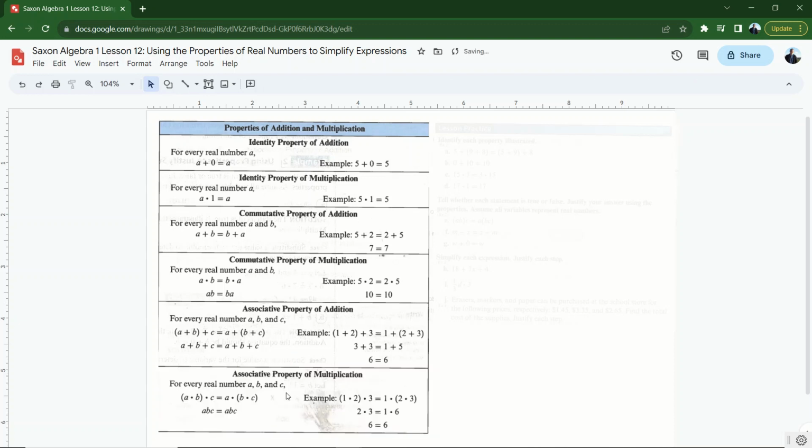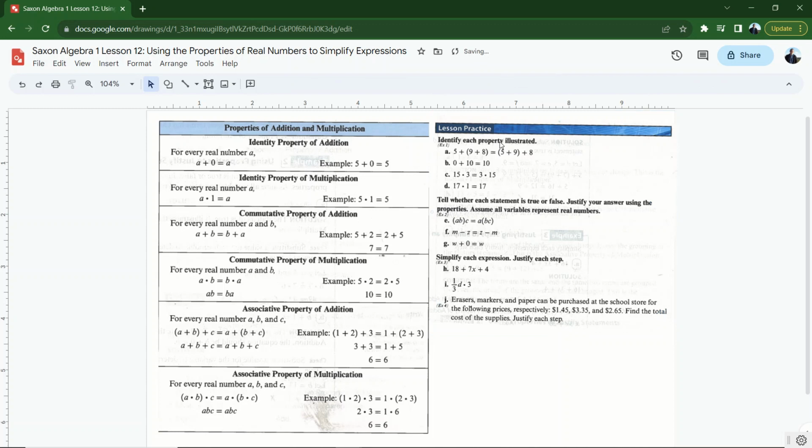Let's take a look at the associative property of multiplication. Guess what? Same property. It's just now I'm multiplying numbers instead of adding them. It doesn't matter if I multiply a and b first and then do c, or if I multiply b and c first and then multiply a. Regardless, I'm going to get the same answer. Here's the example. 1 times 2 times 3. 1 times 2 is 2, 2 times 3 is 6. Or 2 times 3 is 6, and then I multiply by 1, I still get 6.